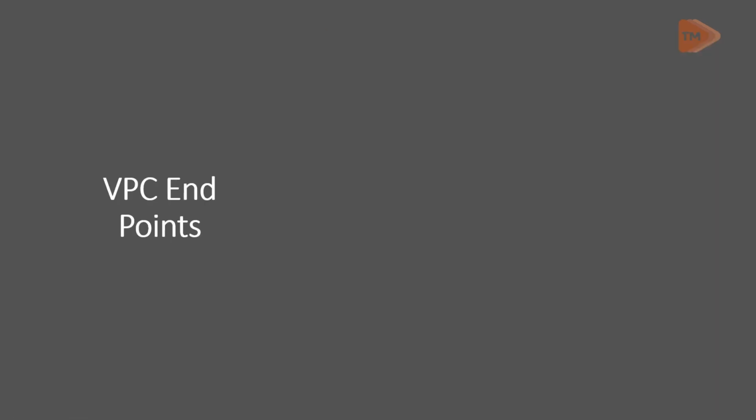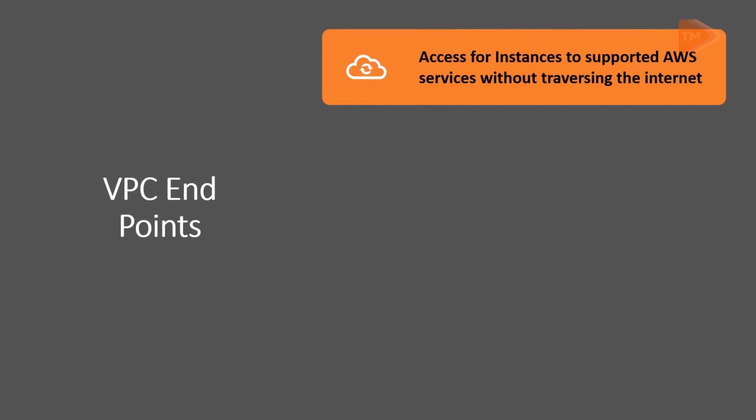Moving on, VPC endpoints. Now, basically, what is a VPC endpoint? It's an access for instances to supported AWS services without traversing the internet. What does that mean? For example, I've created an EC2 instance, and I'm trying to connect to any of the resources, not through the console, but otherwise, through the AWS CLI. What happens is mostly that it tries to traverse the internet and reach the services.